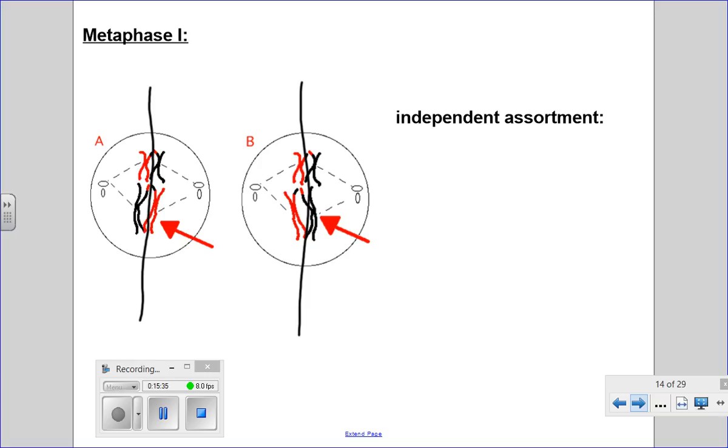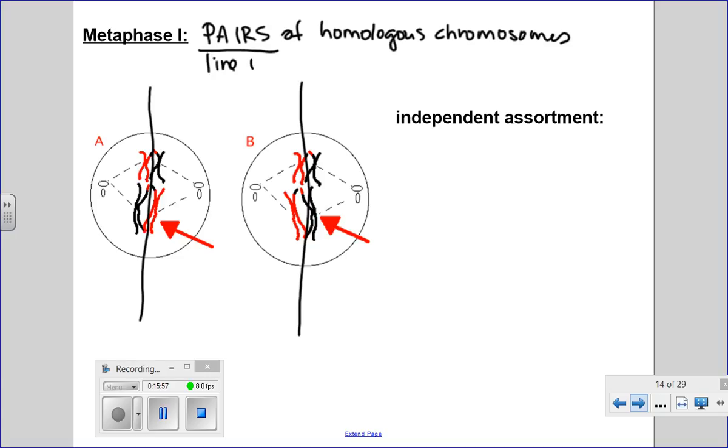Now in metaphase 1, just like in metaphase during mitosis, chromosomes line up at the equator. But the thing that's different here is that pairs of homologous chromosomes line up in tetrads. So those two words there are really distinctive.